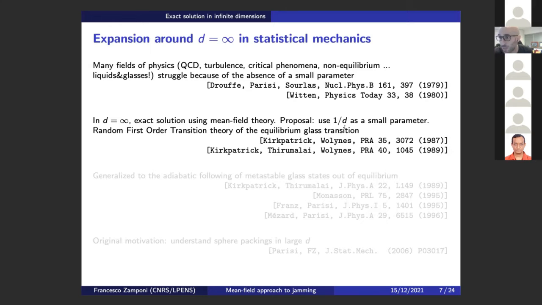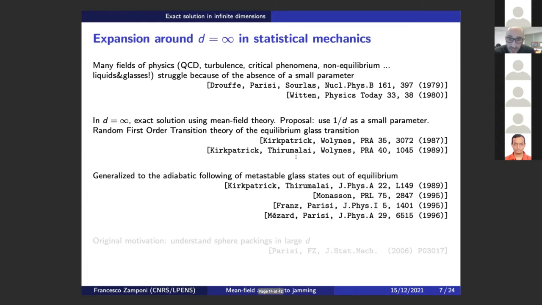And so the idea is that maybe one can use 1 over D as a small parameter and look first at the case where D is infinite, and then try to include finite dimensional effects in a perturbative way. In the original proposal of Kirkpatrick and Wolynes, they were looking at the equilibrium glass transition, between liquid and glass at finite temperature. Later on, they generalized their work in order to follow glassy states. Once you are inside the glass, you can follow this glass when you change temperature or density.